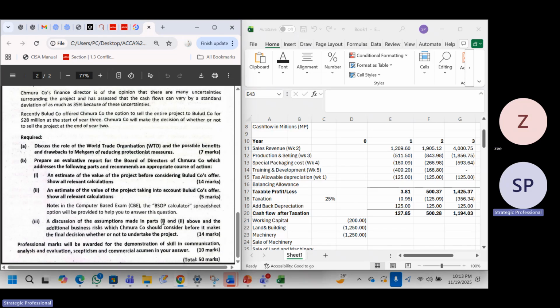Do you understand? Seven marks is even easy to get from this place. One point: you can query the sales revenue. You can query the working capital. You can even query the land and building that they say 80% value that you will get back.